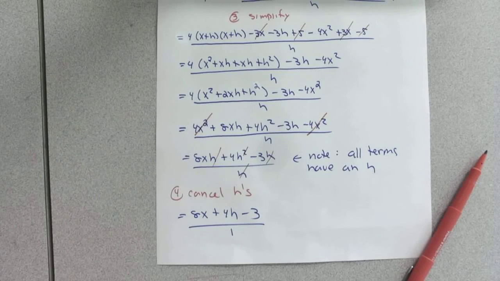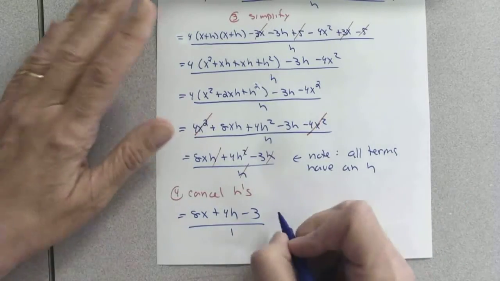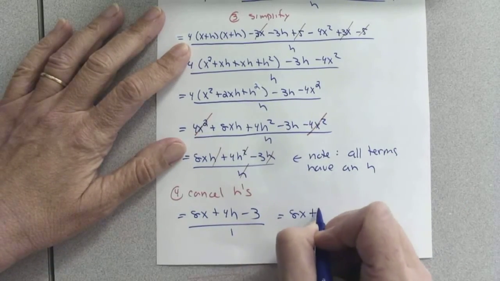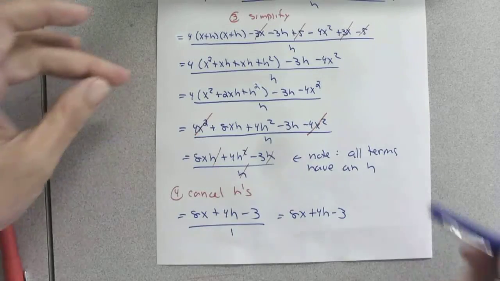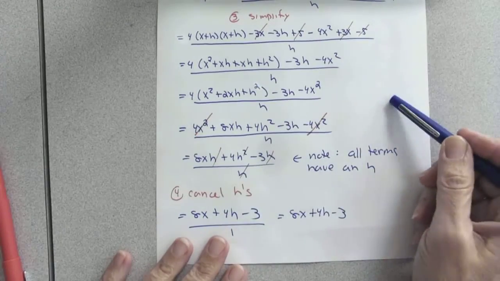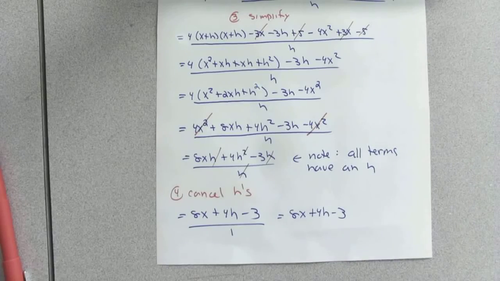Remember, canceling is really division. H divided by h is 1, but no one ever writes denominators of 1. And so the answer here would be 8x plus 4h minus 3. And there's my difference quotient. And so it's the same steps every time. You just have to be really careful with the simplification in the middle.